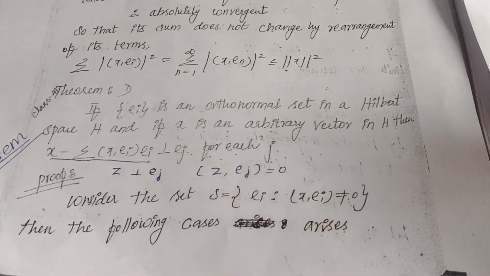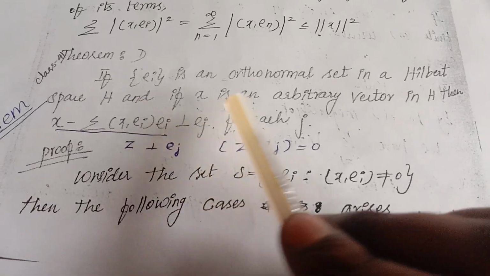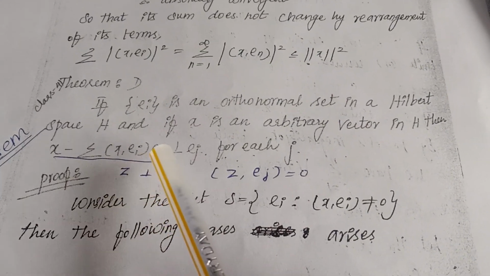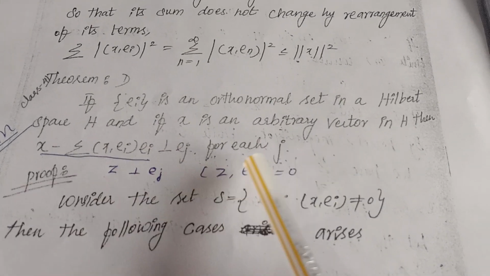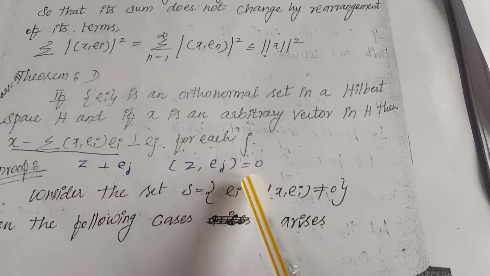Everyone, today we are going to see about Theorem D. If {e_i} is an orthonormal set in the Hilbert space H, and x is an arbitrary vector in H, then z = x minus summation ⟨x, e_i⟩ e_i is orthogonal to e_j for each j, which means ⟨z, e_j⟩ is equal to 0.